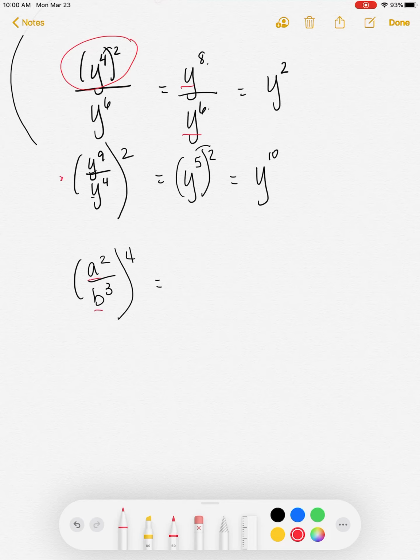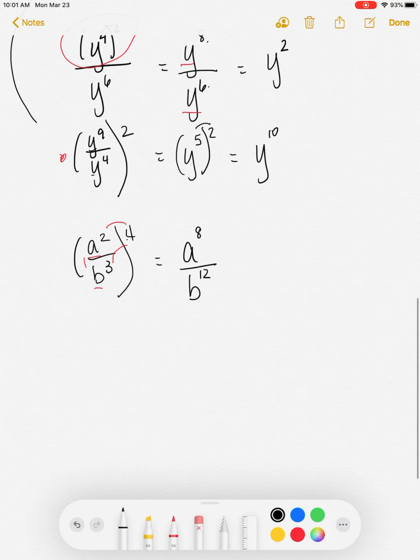Up here we did simplify inside the parentheses first. We can't do that because there is no simplification. But we can use the property where we distribute inside. So that will give me a to the 8th, since 2 times 4 is 8, divided by b to the 12th, since 3 times 4 is 12. And we can't do anything further with this because it does not have the same base.